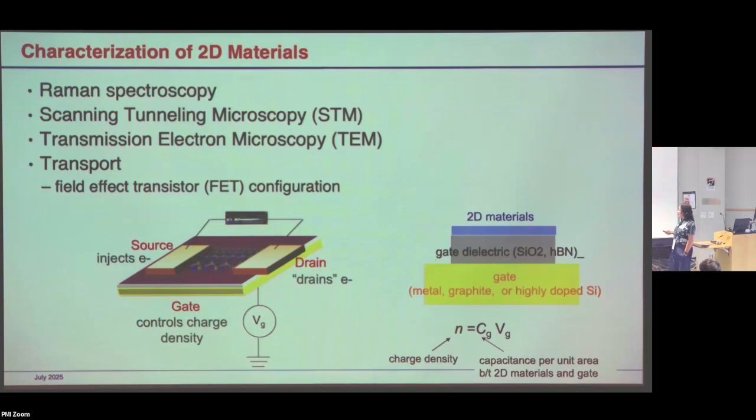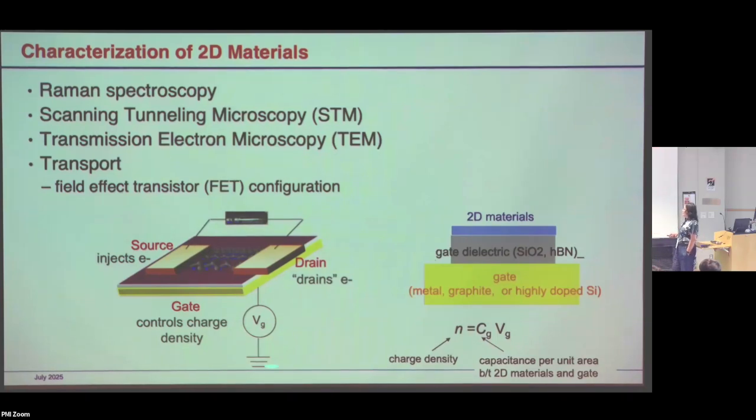Again, you don't have this control in bulk materials, because what the gate controls is the charge density on the surface of the material. For the bulk, the surface is a very, very tiny part of everything that conducts, right? So for bulk, this usually has no effect, or very little effect, so you cannot see it. But in 2D materials, they're all surfaces, right? So that's why this is a great technique.